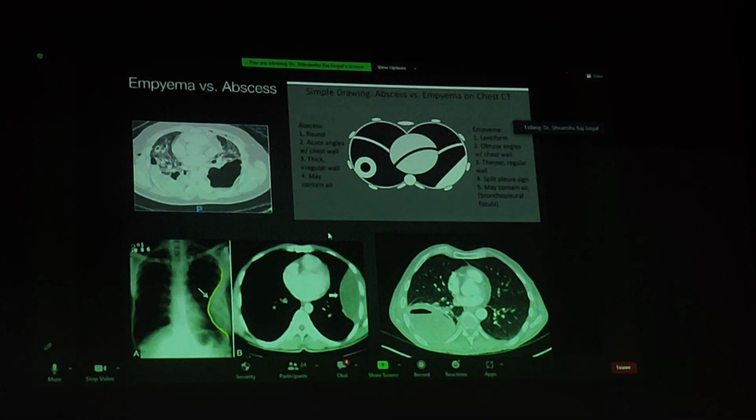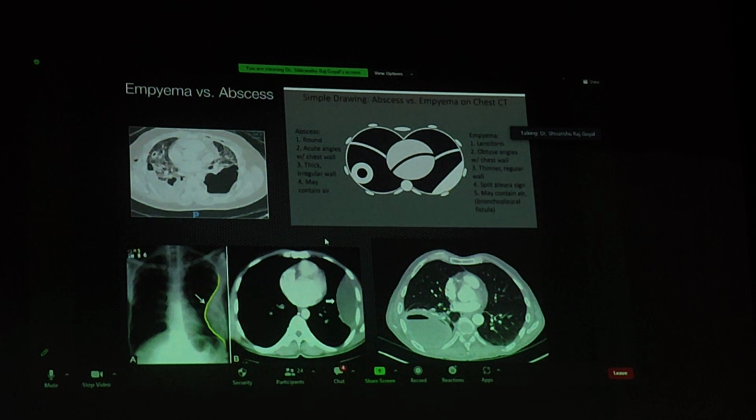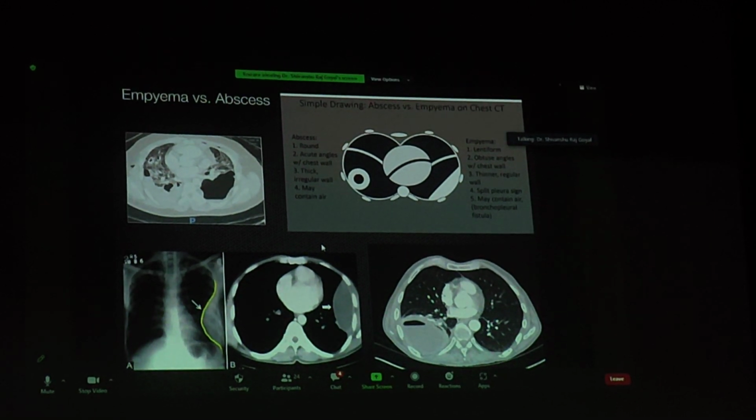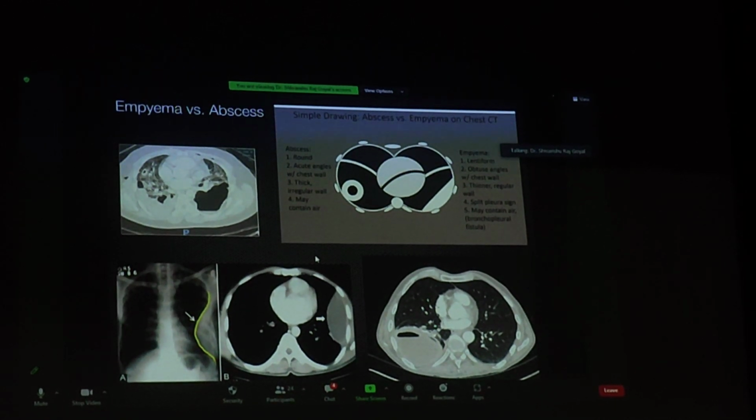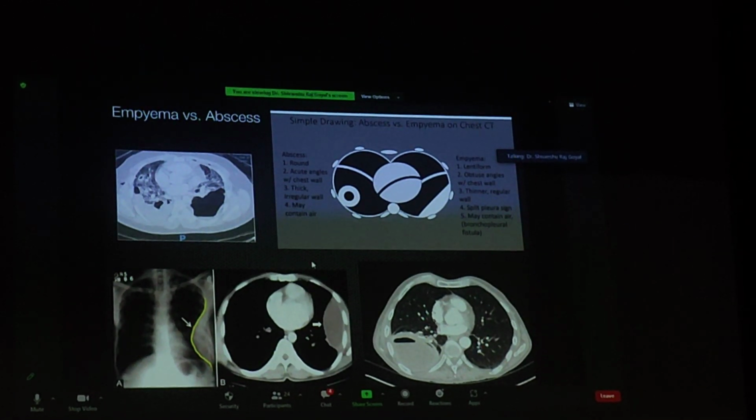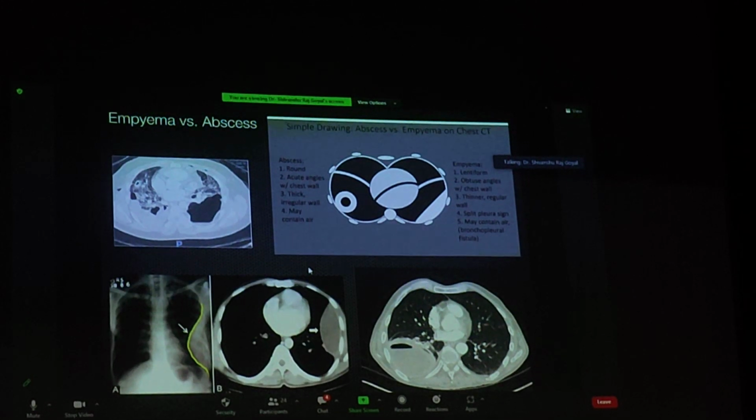An abscess will make an acute angle with the chest wall, and anything which is in the pleural collection will make an obtuse angle with the chest wall. Although it's not true always, it is something which you can keep in your mind.